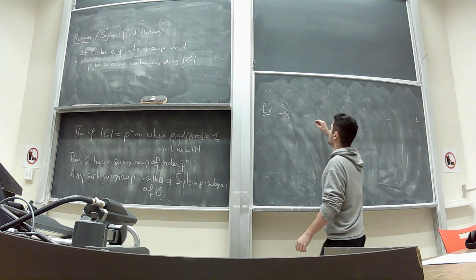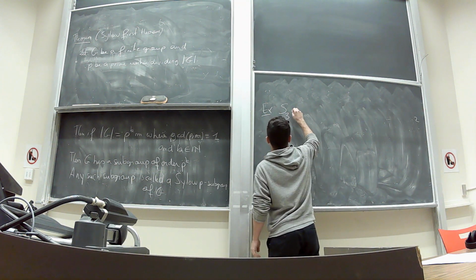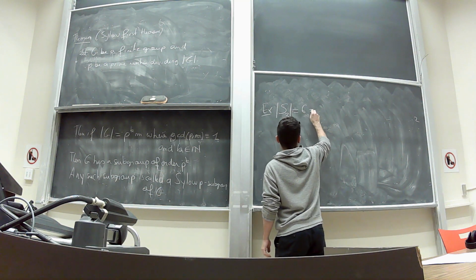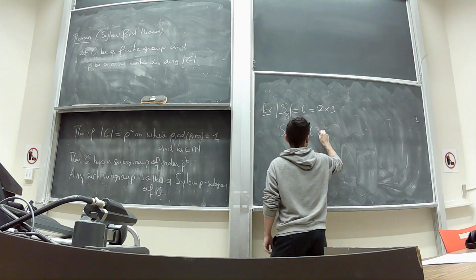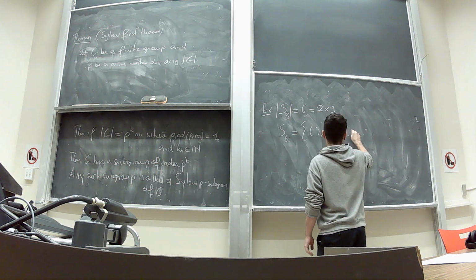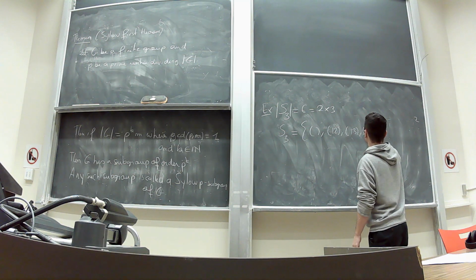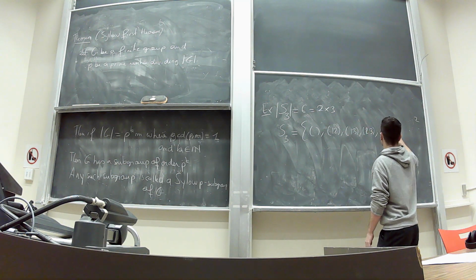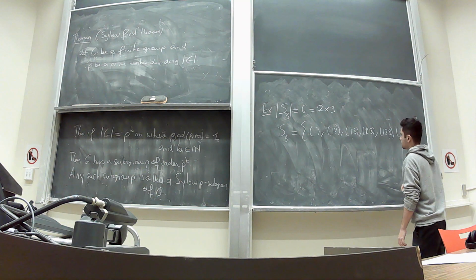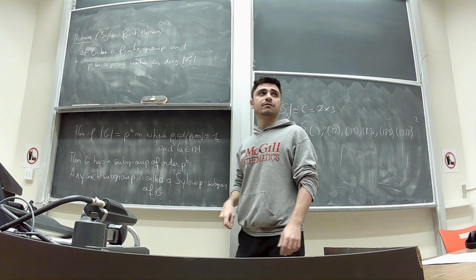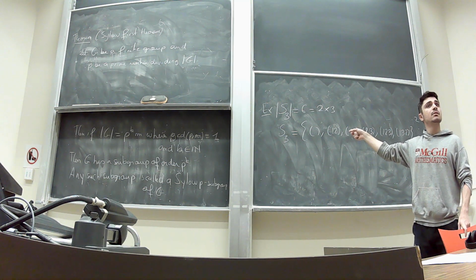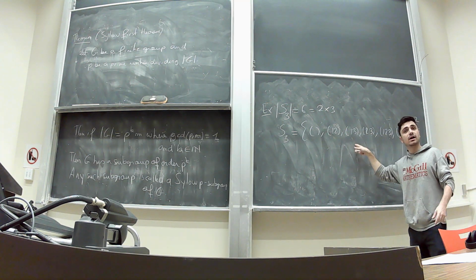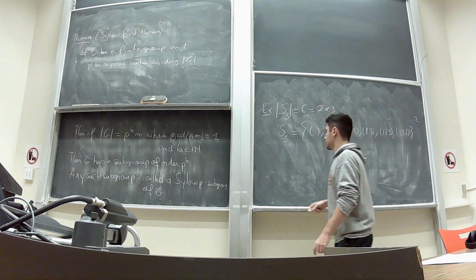Okay? S3. How many elements does S3 have? 6, which is 2 times 3. Well, let's write down the elements of S3. This is the identity. I have the transpositions (1 2), (1 3), (2 3). And I have the 3-cycles (1 2 3) and (1 3 2). How many subgroups of order 2 do I have in S3? Everyone? 3. 3 subgroups of order 2.